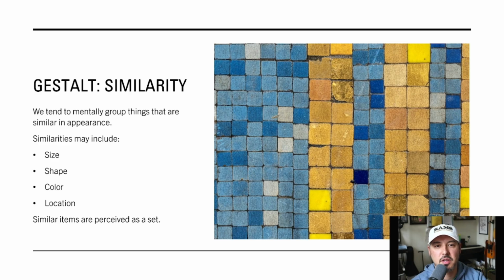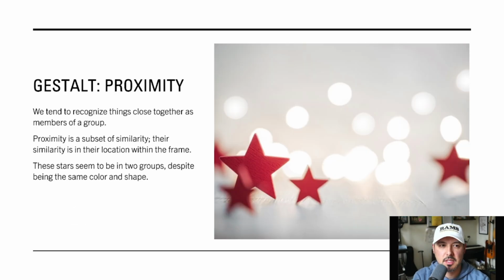So look at this image right in front of you. You probably perceive this as, let's say, a field of blue with yellow lines on it, all right? Or maybe you perceive it as yellow lines and blue lines interchangeably. The idea is, though, that you perceive there to be 2 different sets of lines. You perceive there to be lines, when really it's just a bunch of square tiles, right? So in this case, it's color, but similarities may be size, shape, color, location, any sort of things that are similar. We tend to perceive them as a set, and that is the similarity aspect of Gestalt.